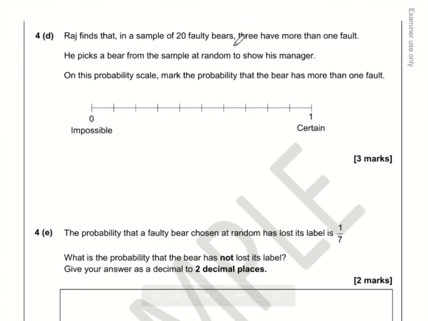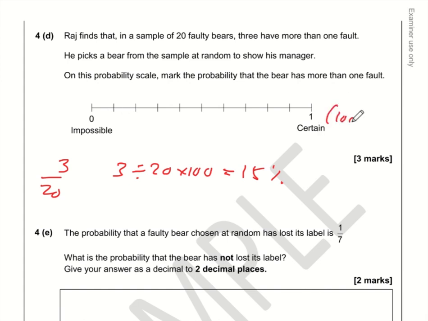Okay, so we know that 3 out of 20 have a fault. So I'm going to convert 3 out of 20 into a percentage. So to turn a fraction into a percentage, it's the top divided by the bottom times by 100. So that is a 15% chance. So 15%, if we see this as 0 and certain as 100%, we've got 1, 2, 3, 4, 5, 6, 7, 8, 9, 10. Perfect. So 10, 20, 30, 40, 50, 60, 70, 80, 90, 100%. So 15% will be halfway between 10 and 20. So it will be there. So that is 0.15 or 15%.